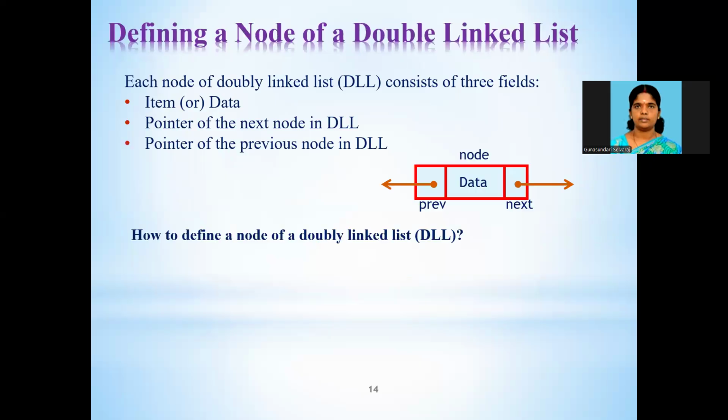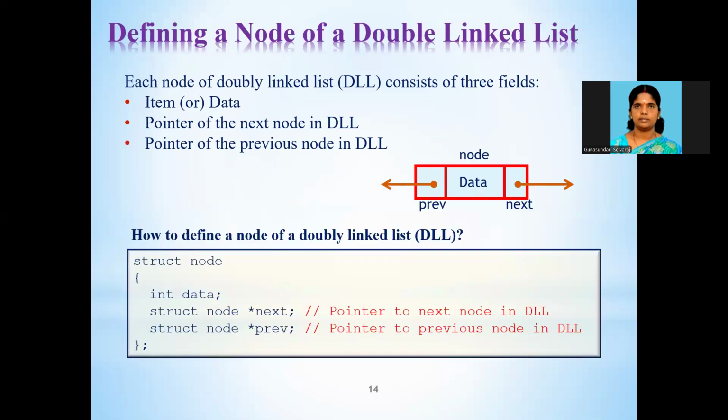So how to define a node in doubly linked list? Same struct node. Instead of two variables, here you are going to have three fields. The first one is the data field. The next one is the pointer variable next, and now the pointer variable prev. Next is going to have the address of the next node. Prev is also a pointer variable. Both next and prev are pointer variables.